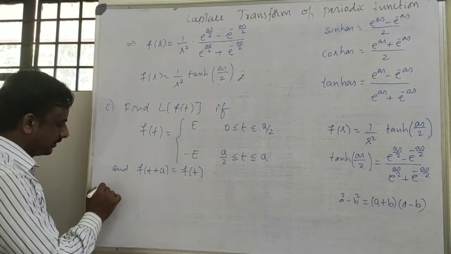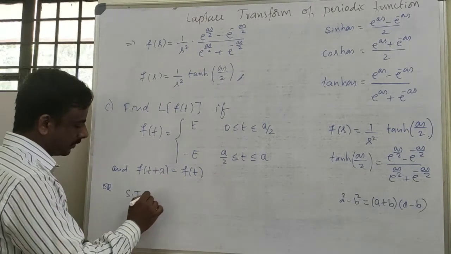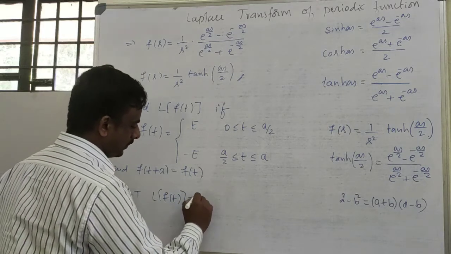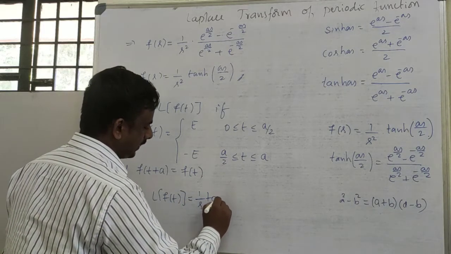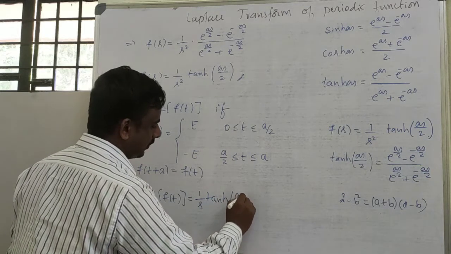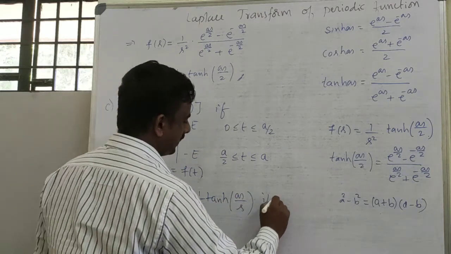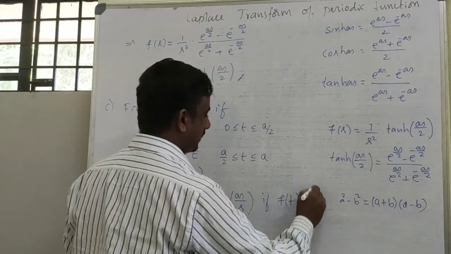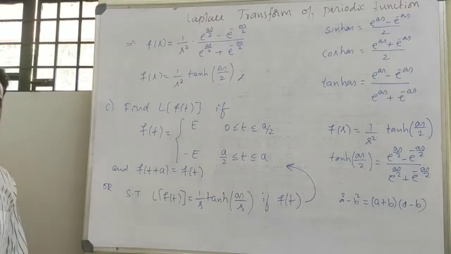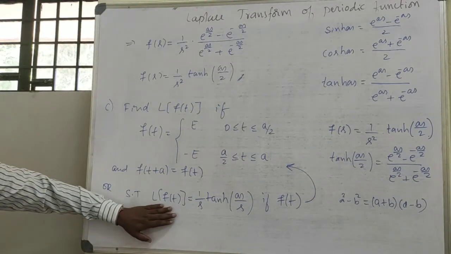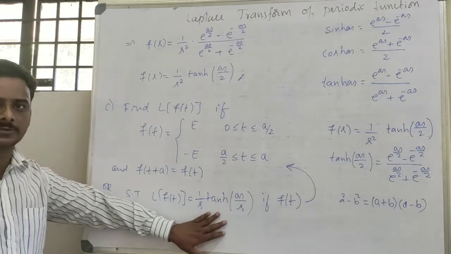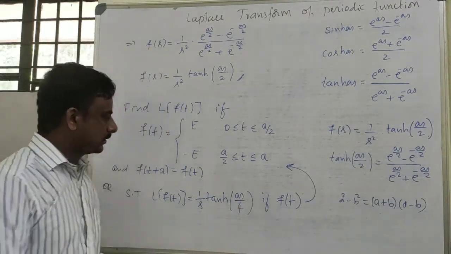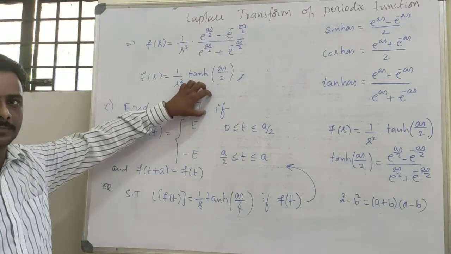Or you may be asked to show that L of f of t equal to 1 by s into tan h of as by 4 if f of t is this function. So you have to prove that L of f of t equal to 1 by s into tan h of as by 4. So the procedure is exactly same as this problem.